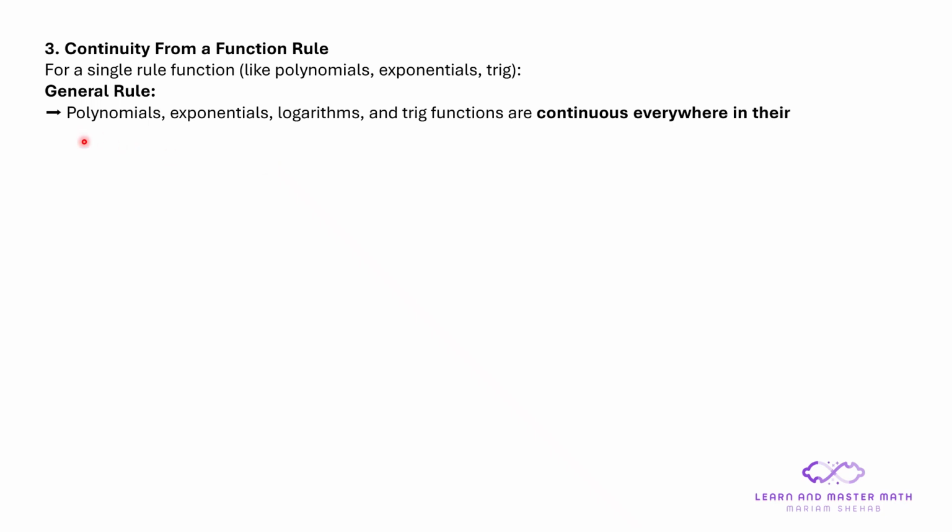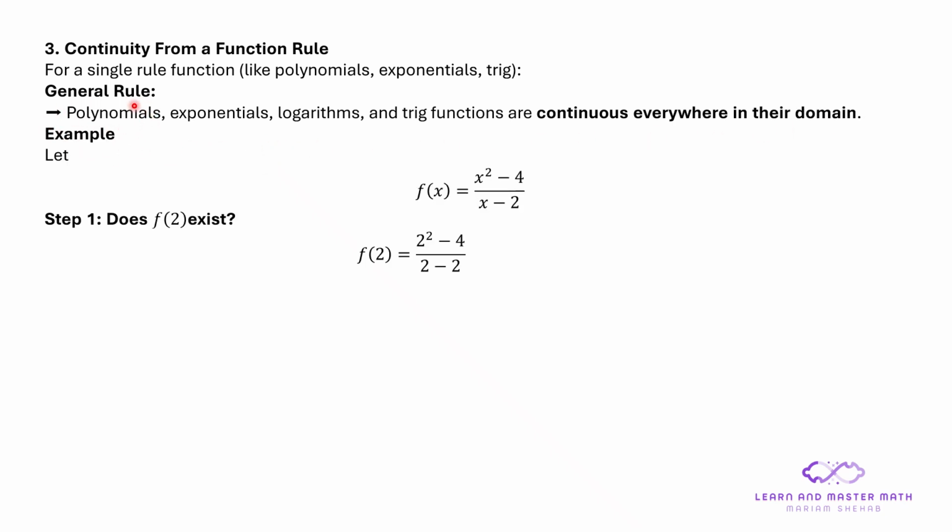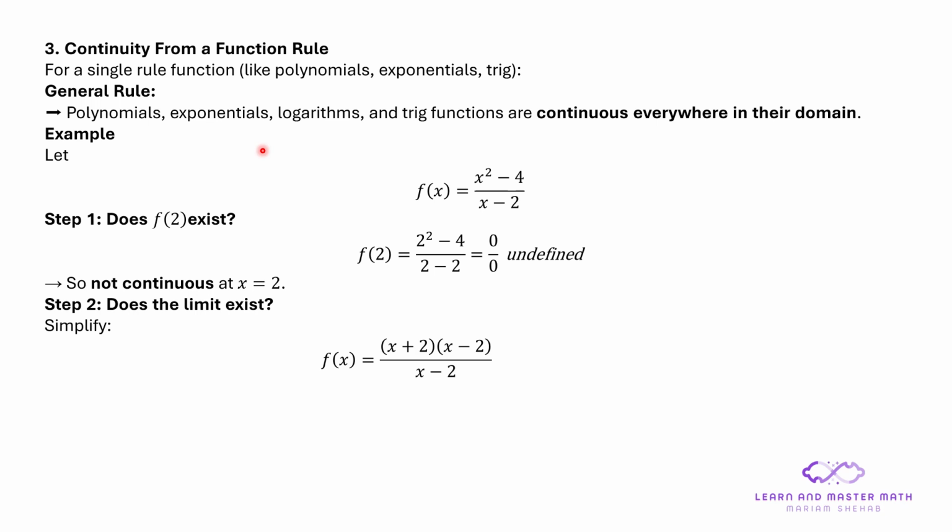Let's see how we find continuity from a function. By using the checklist, we actually follow the domain of each function. Since polynomials have the domain all real numbers, the polynomials are continuous for all x, exponentials as well. Logarithms also, you follow the domain.